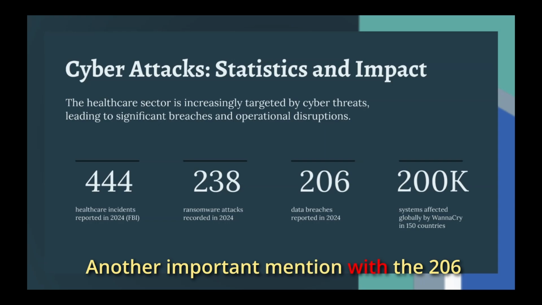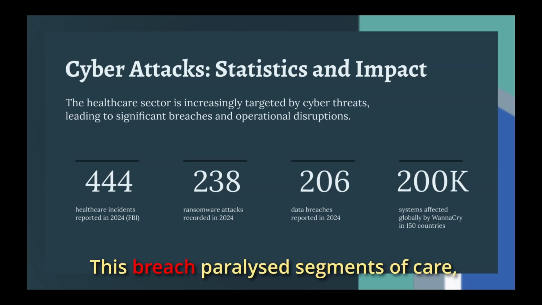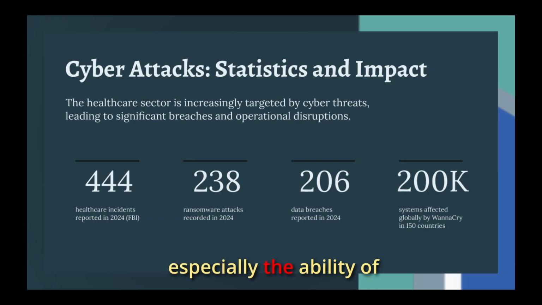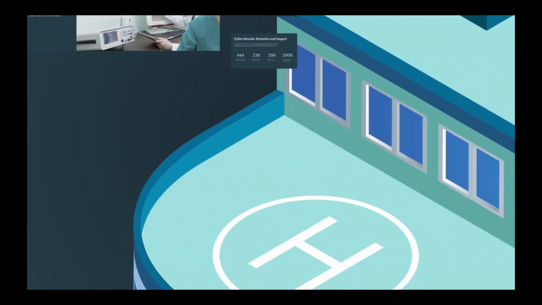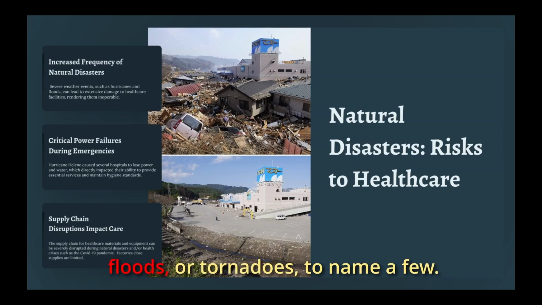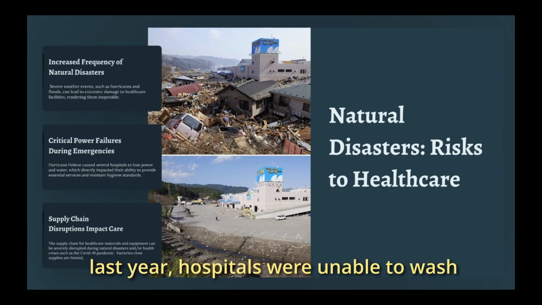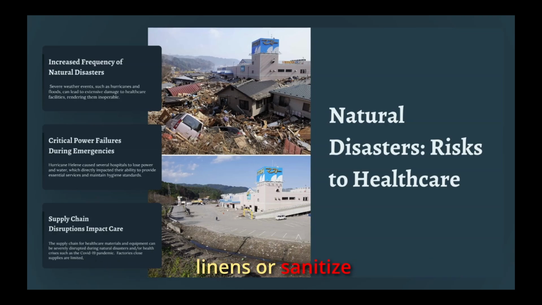Of important mention, there were 206 data breaches last year, including one of the most massive data compromises in healthcare with Change Healthcare. This breach paralyzed segments of care, especially the ability of patients to fill prescriptions. Natural disasters have serious impact against healthcare. These include instances of hurricanes, floods, or tornadoes, to name a few. When there is a loss of power and running water, as in the case of Hurricane Helene last year, hospitals were unable to wash linens or sanitize instrumentation, clearly a grave issue.